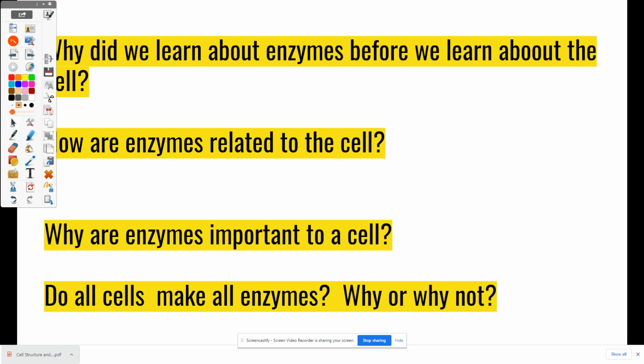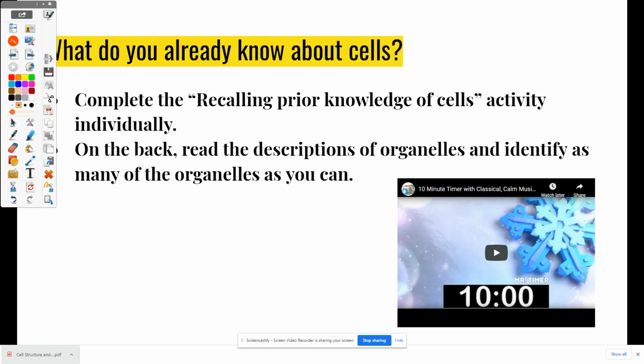Now we're going to jump into the cell and start learning about various organelles in the cell and various processes in the cell. So we're going to see what you know about the cell. So right now I want you to complete the recalling prior knowledge of cells activity. For those of you at home, it is linked on Google Classroom.